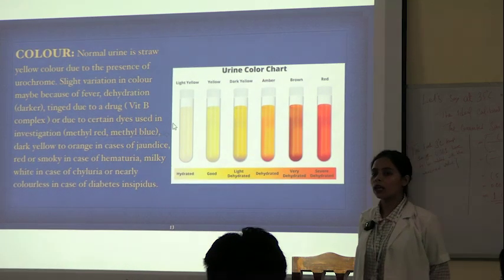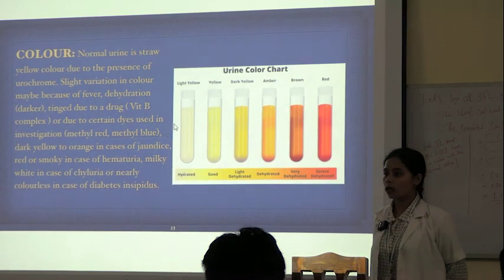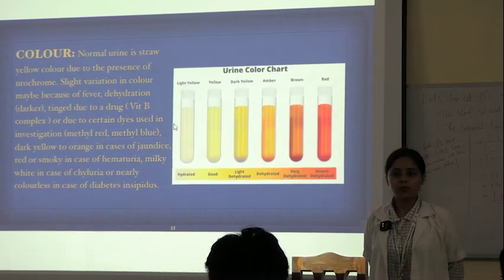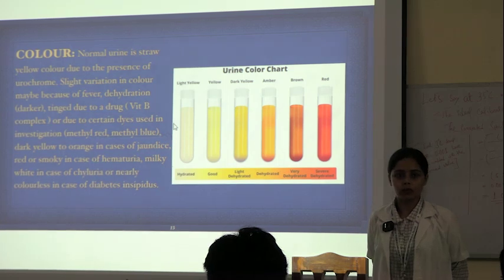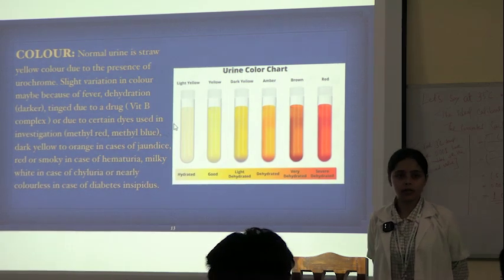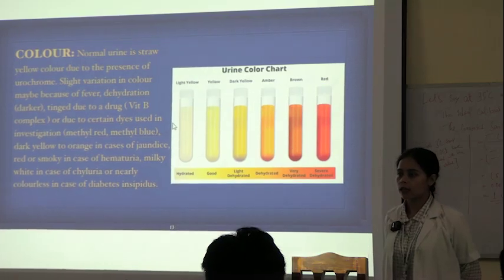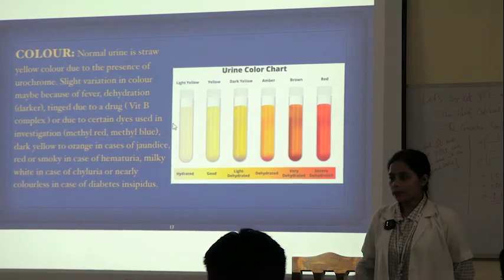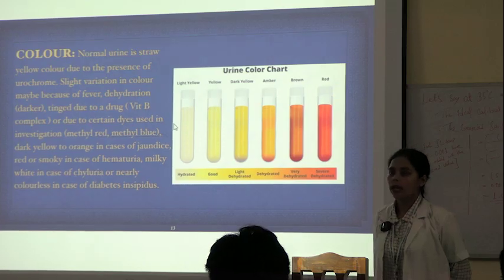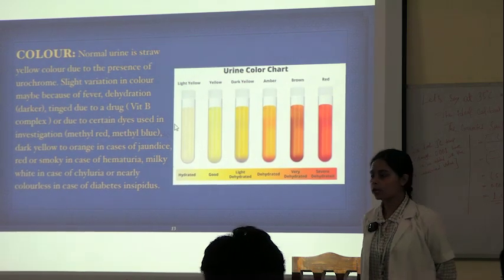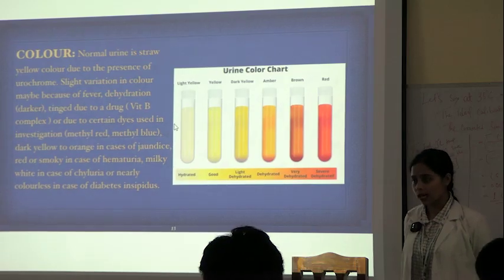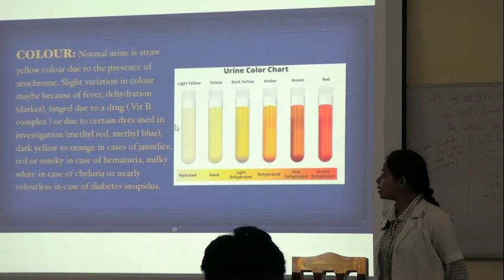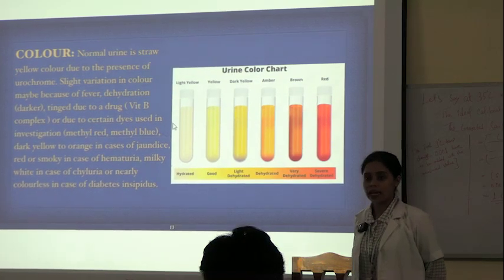What is chyluria? What is chyle? What happens when we take food? What happens to the food? It gets digested. How does it get digested? Who digests it? So the enzymes, the bile, they get secreted and then they form chyle. The chyle gets absorbed in the intestine. So that is chyluria. When it comes in the urine, that is chyluria.